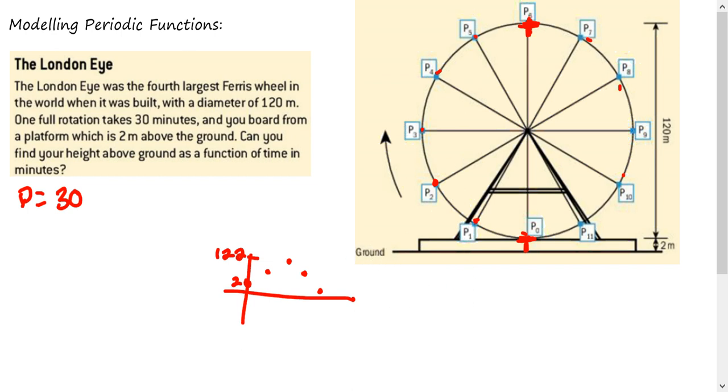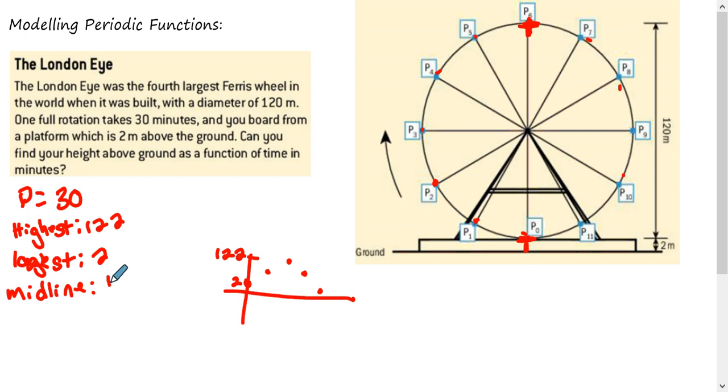There are a few different things that you can look for. Some people like to list everything out. So we know the highest is 122, the lowest is 2, and based on that information, you can find your midline. Where does the midline fall? Halfway between the lowest and highest. How do I find a value halfway between? Add them together, divide by 2. So 122 plus 2 divided by 2. 124 divided by 2 is 62. So that's where my midline is.